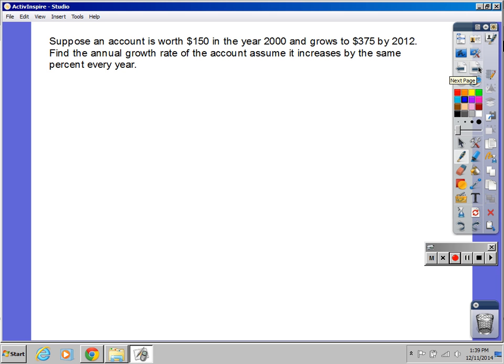Suppose an account is worth $150 in the year 2000 and it grows to $375 by 2012. Find the annual growth rate of the account and assume it's increasing by the same percent every year. So anytime we see percentages and growth, growth rates, percent, those are all clues that we're doing y equals a b to the x. Now there's a couple ways to go about doing this problem. I would always start with a table.